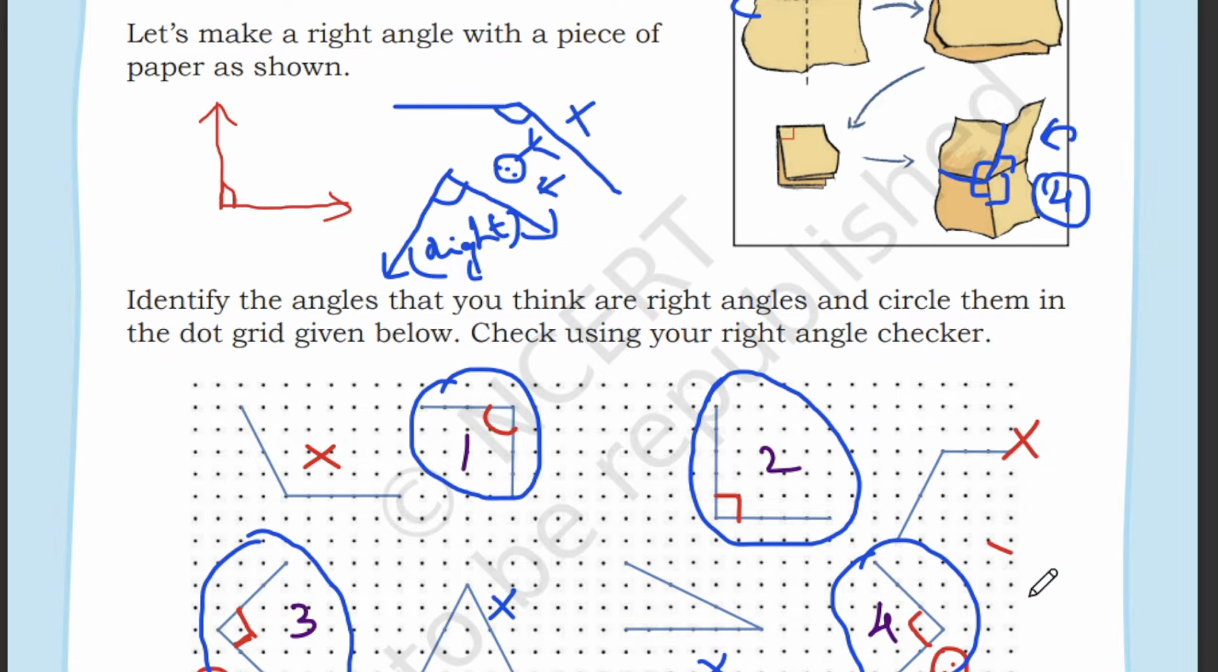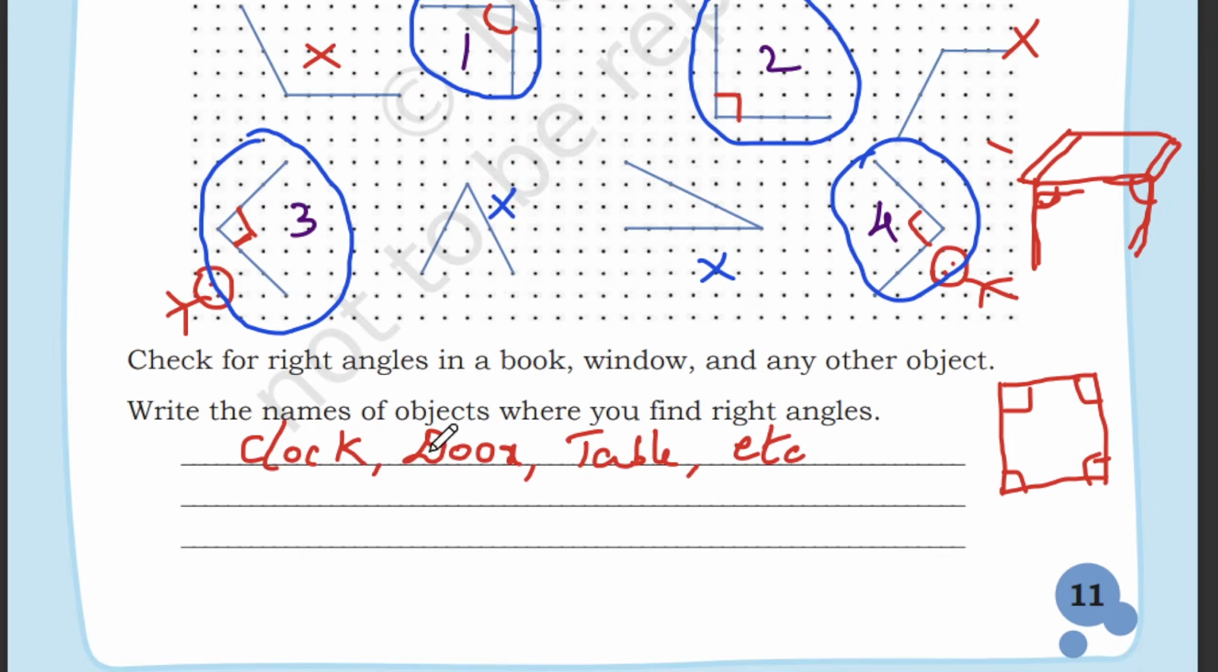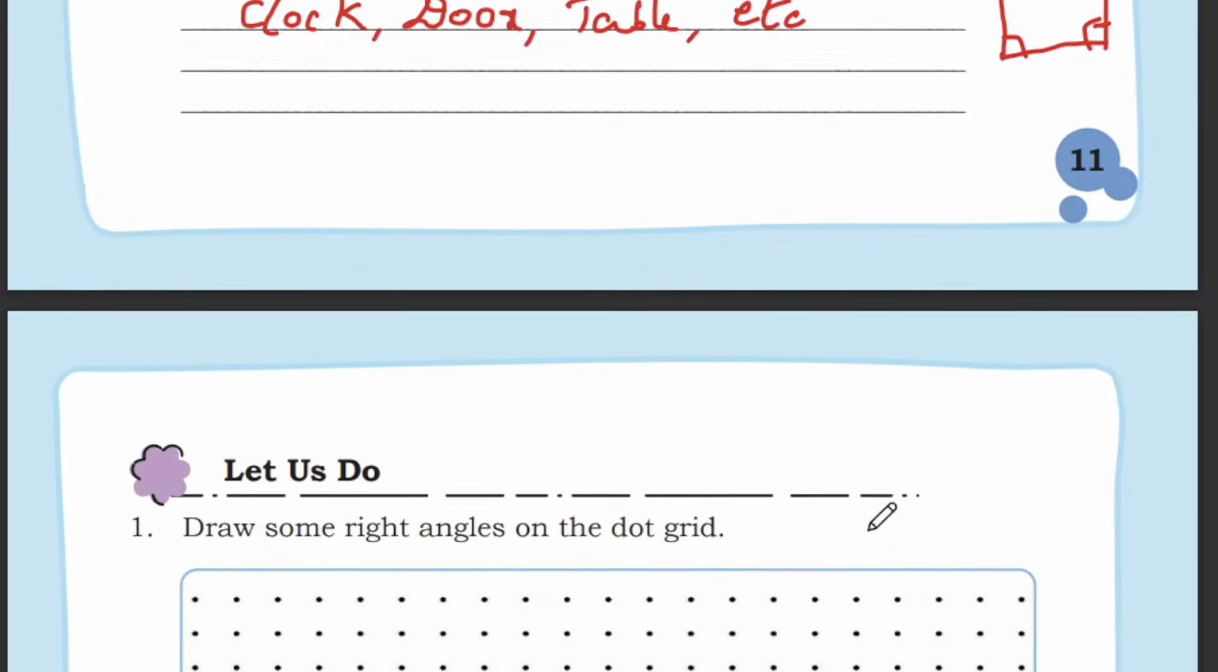So if you have a table, the corners, so imagine that this is your classroom table. You can see in these corners the right angle, the straight line and the standing line. Again straight line and standing line, the corners. So table, you can see in a chair also. So I put etc. You can fill this out. Okay, clock, door, table, chair, etc.